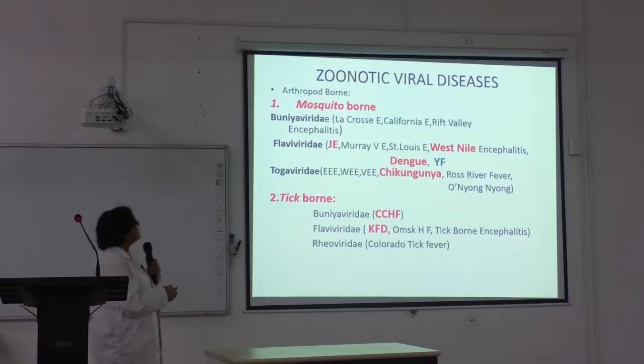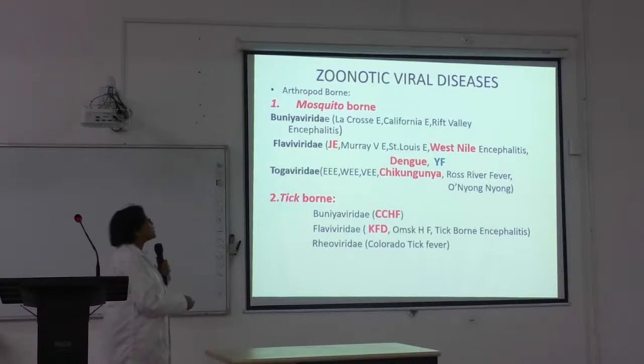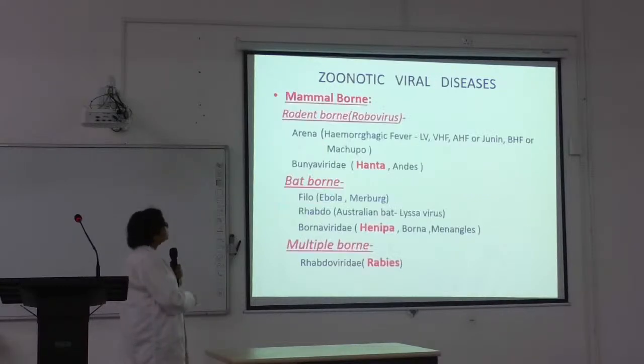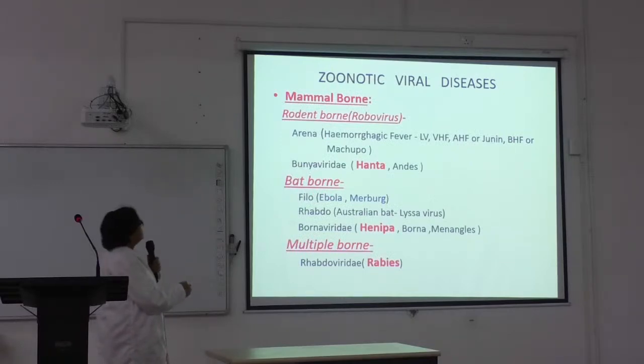Now it is told that mosquito-borne infections are Rift Valley encephalitis, La Crosse encephalitis, Japanese encephalitis, West Nile, dengue, yellow fever. All these are mosquito-borne. And tick-borne, that is KFD, Kyasanur forest disease, Colorado tick fever, Crimean-Congo hemorrhagic fever, all these are tick-borne. And rodent-borne, hantavirus. I have heard the name Hanta virus. And bat-borne is Henipavirus.